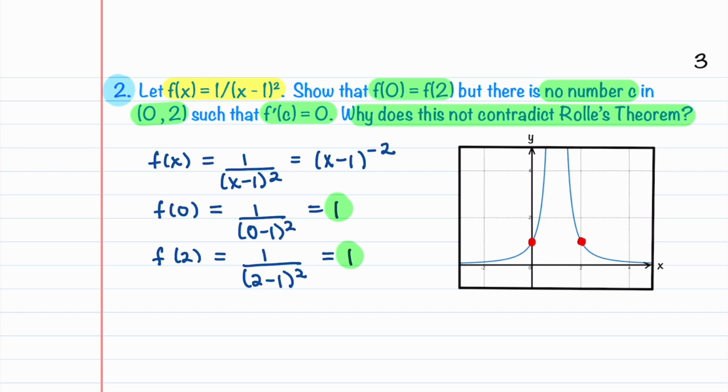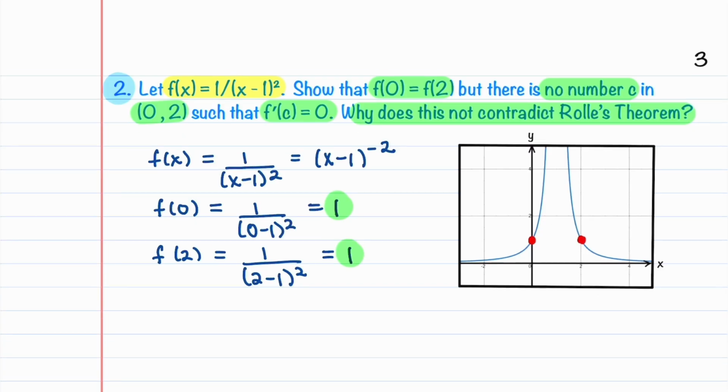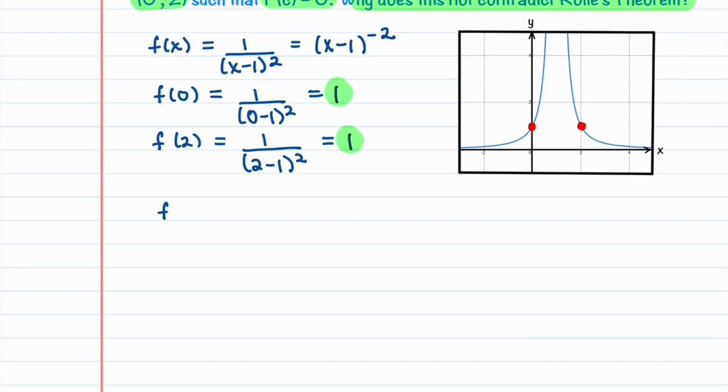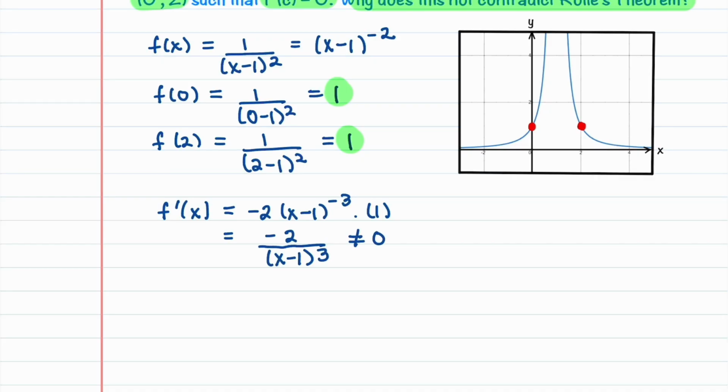Now what we want to show is that there is no number between 0 and 2 where the derivative is equal to 0. Let's go ahead and calculate our derivative. f prime of x is equal to minus 2 times (x minus 1) to the minus 3 times the derivative of what's inside, which is just 1. Let's rewrite this as minus 2 all divided by (x minus 1) quantity cubed. This is never equal to 0 because all we have is a minus 2 in our numerator. So there's no way this function can be equal to 0.